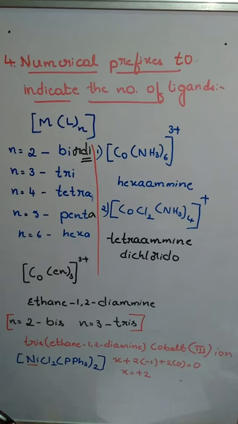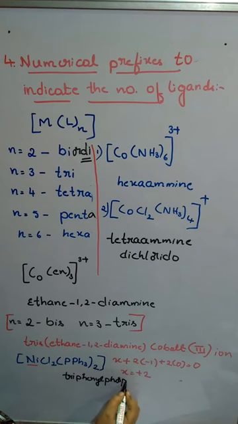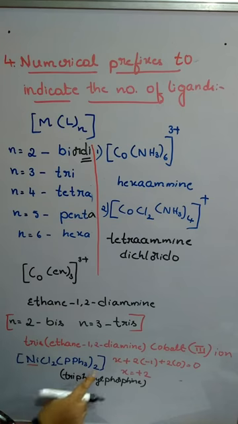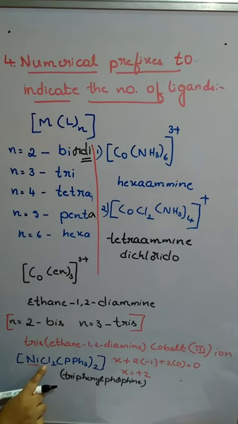So the name becomes now. PPh3 is nothing but triphenylphosphine. Already in the name "tri" is there, so in that case this 2 has to be mentioned as bis. So the name is this: chlorido, and triphenylphosphine. According to alphabetical order, chlorido comes first.